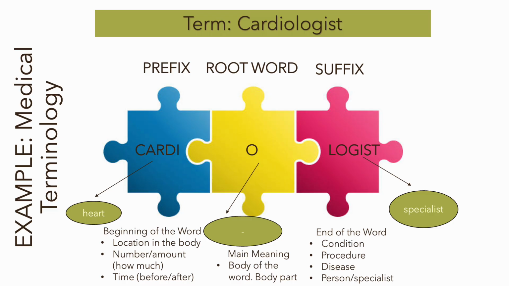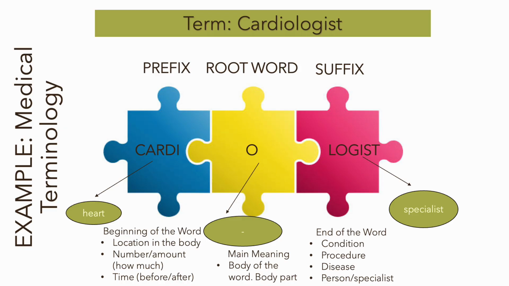Okay, hopefully you had an opportunity to break it down. So let's decode that together. Cardi is the prefix. The O is the combining vowel, so we could treat that as part of the root word. And then logist is the suffix. Cardi, logist. So what does it mean? Cardi, we already said, means heart. So this person is coming into the doctor because something's going on with their heart. The O is just the letter that's connecting the prefix and the suffix in this example.